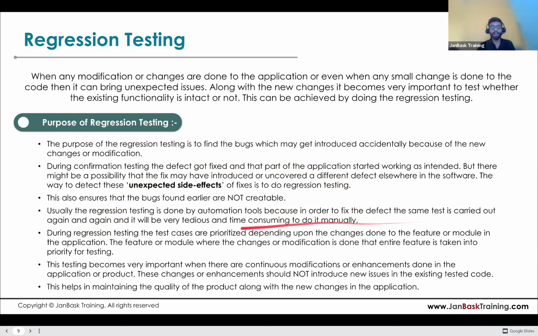Usually regression testing is done by automation tools, because to verify the defect fix, the same tests are carried out again and again, and it would be very tedious and time consuming to do it manually. One thing I want to mention here is, if you have the automation test coverage, then only it's done through automation tools. If you don't have the automation test coverage, then it is done manually only.